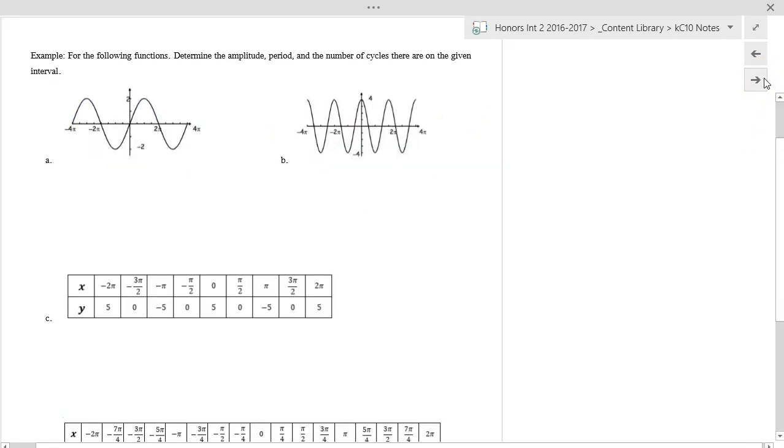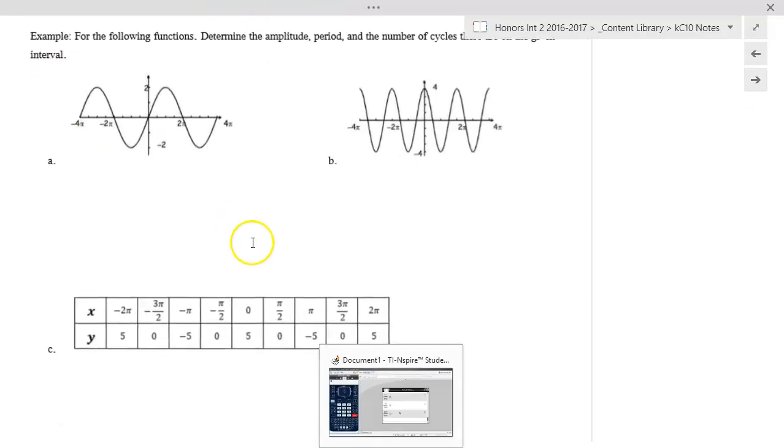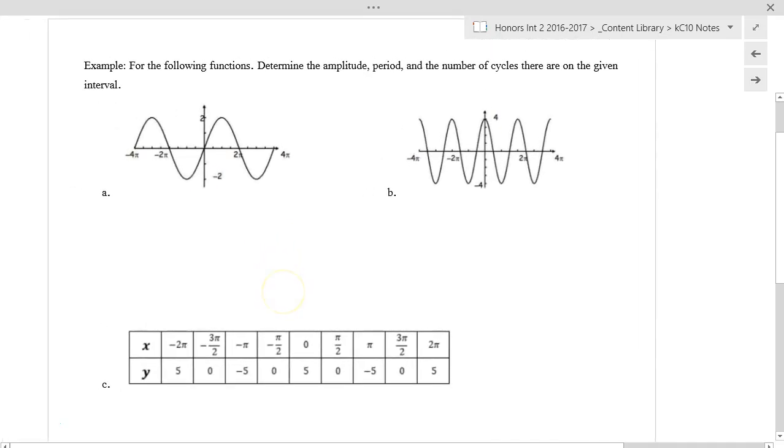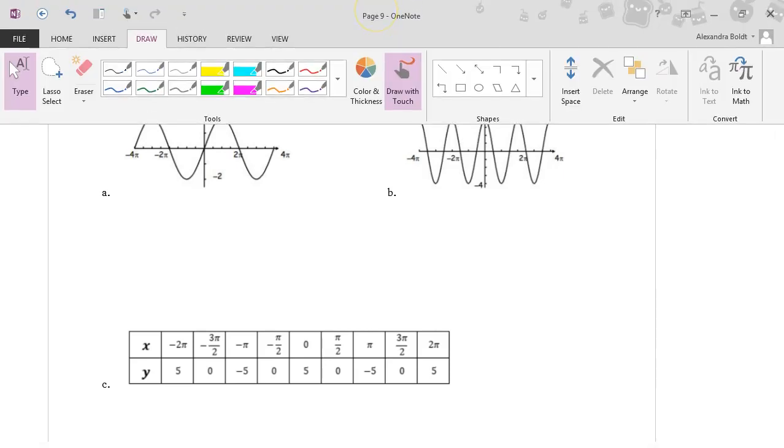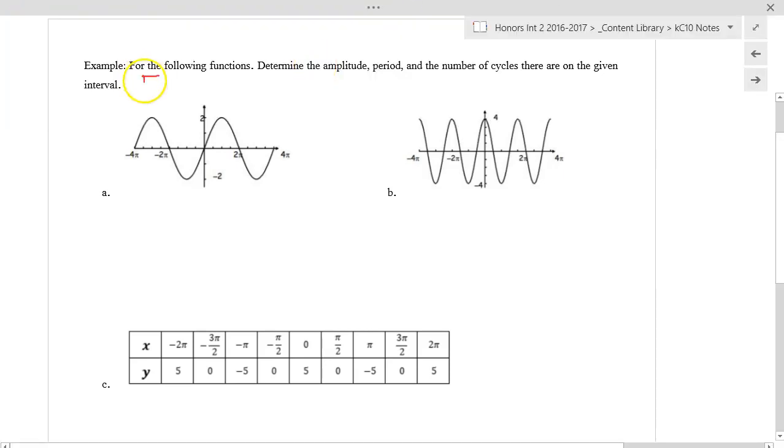Let's look at some examples we would see with this. For the following functions, determine the amplitude, period, and the number of cycles that are on the given interval. Our given interval is going to be from -2 pi to 3 pi.